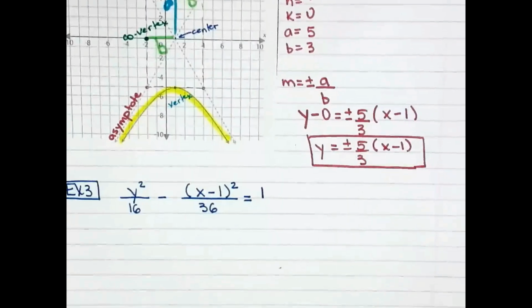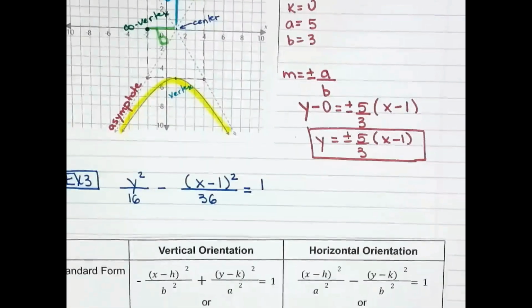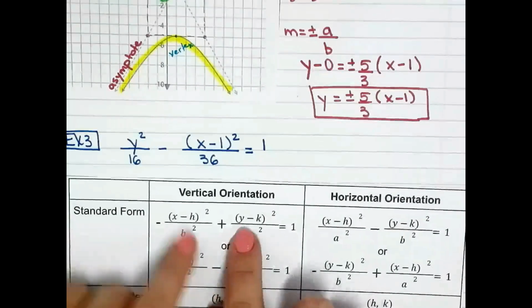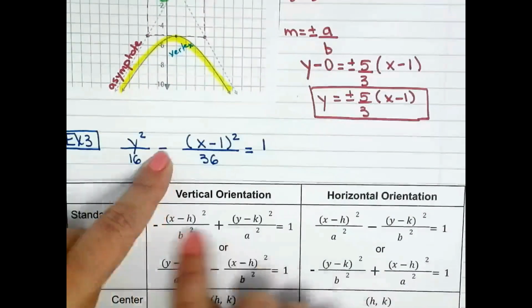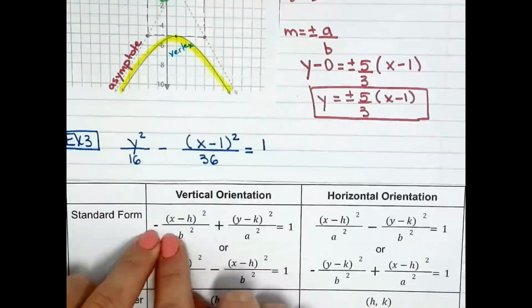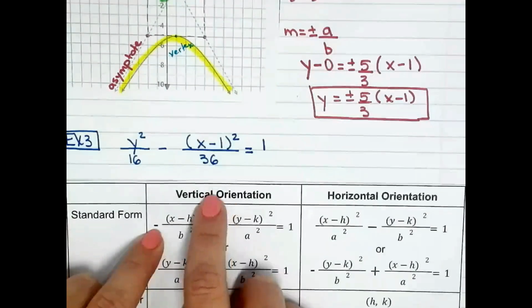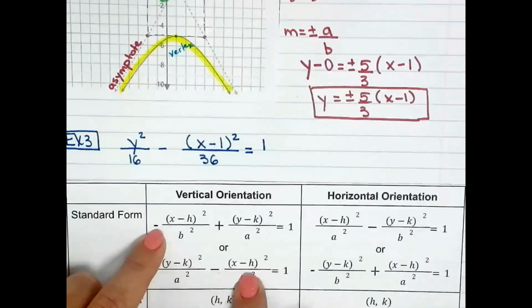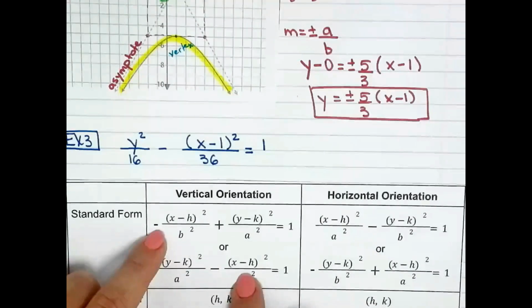Last one. Now, I don't have the picture, so how am I going to know if it's a horizontal or vertical hyperbola? Well, we have our cheat sheet right here to where I can figure it out. So notice that the minus is in front of x. That indicates that it's a vertical hyperbola. It could be in this form or this form. Either way, they're both standard forms.